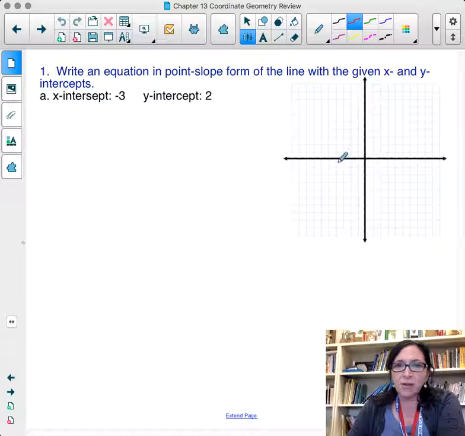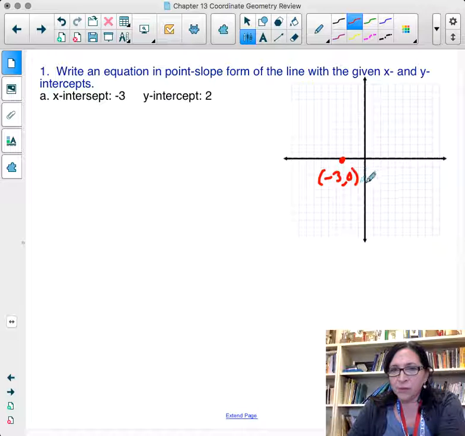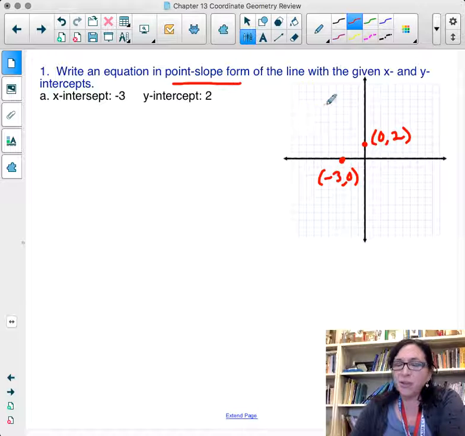For a line, it's always good to graph. So here we are, x-intercept is -3, so that's -3 right here. So that point would be -3, 0. A y-intercept of 2, so there we are right here, and that point would be 0, 2. Putting this in point-slope form, I need to use a point and a slope. So this one right here is pretty easy just to count up and over for your rise and your run.